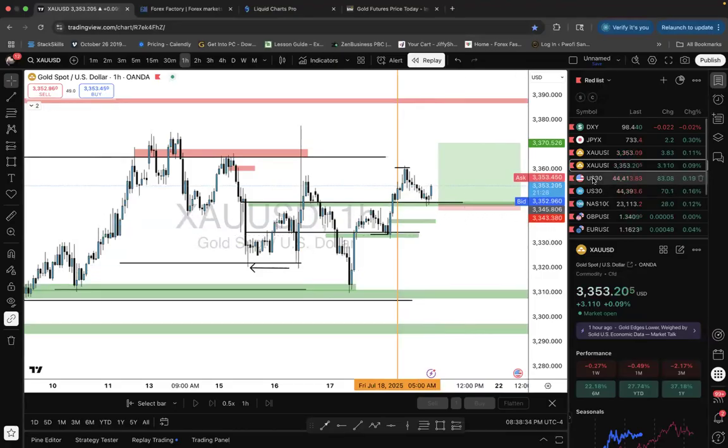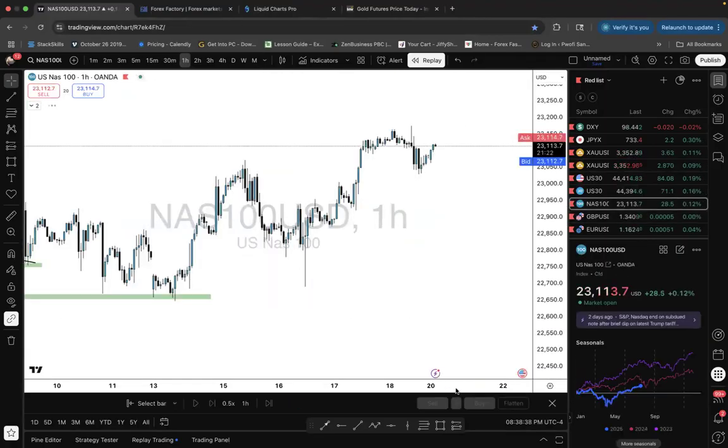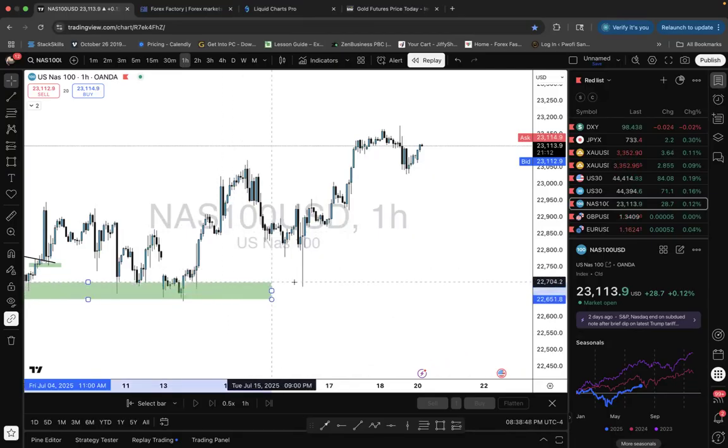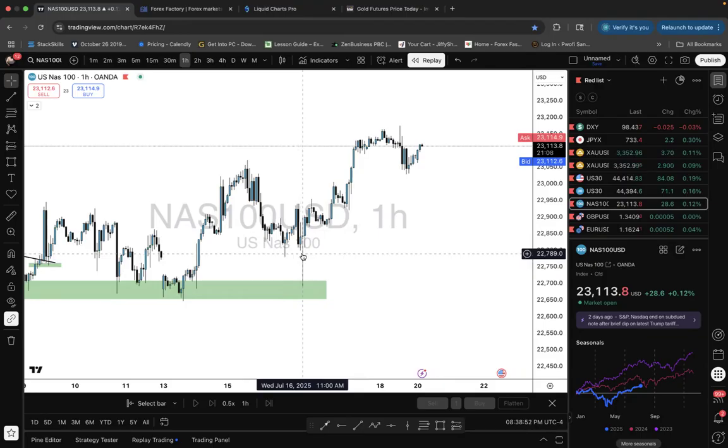Point blank period. All right, so NAS 100. Oh, the US 10 year. I got you, bro. Nas is looking exactly like everything else.